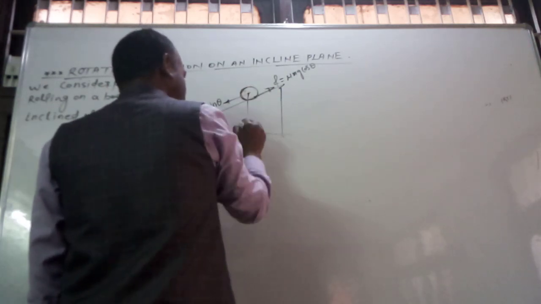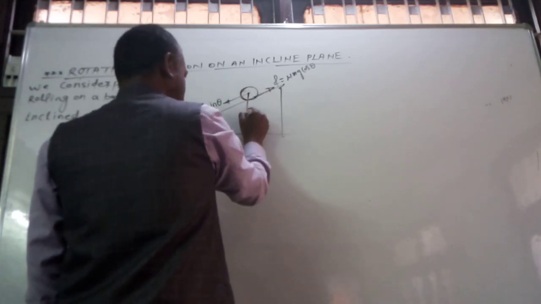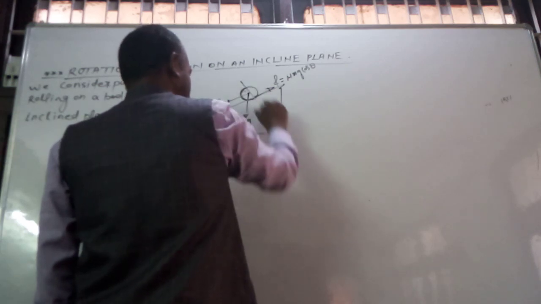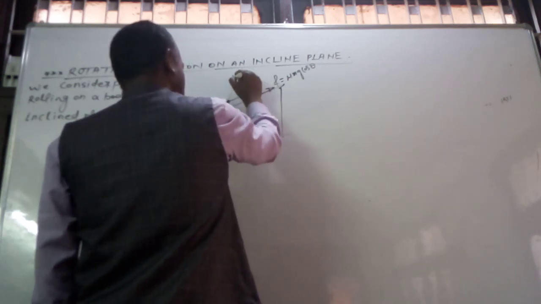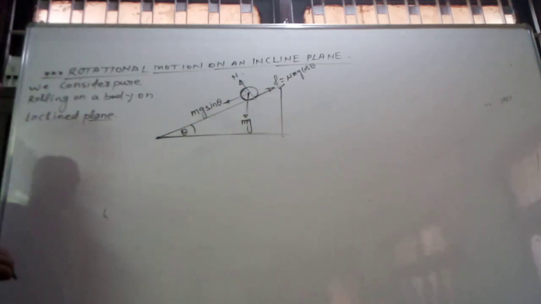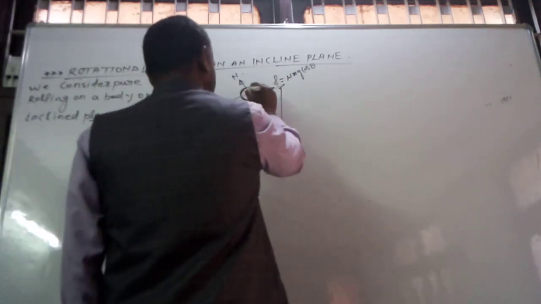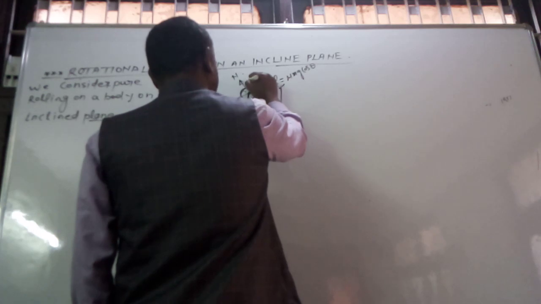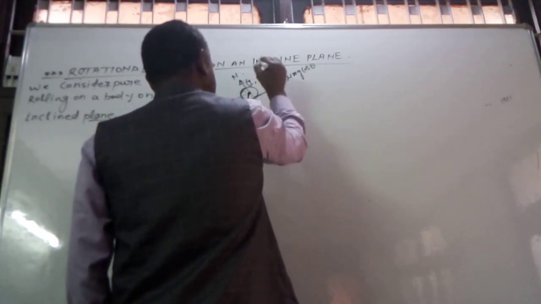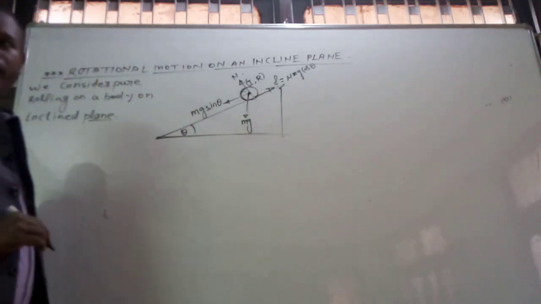So here mg, the weight of the body, will act, and the normal force acting on the body will be this. Say the moment of inertia of the object is I and its radius is r.